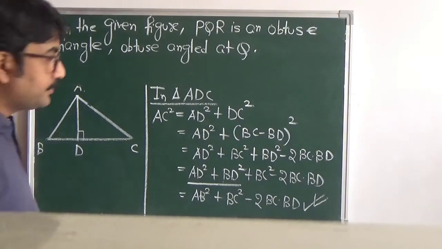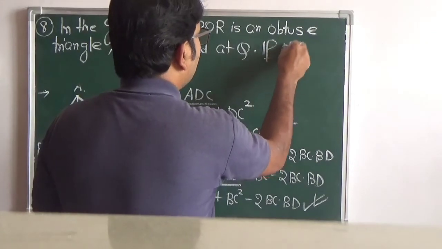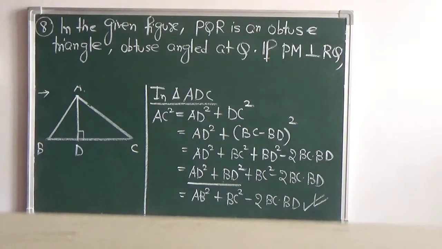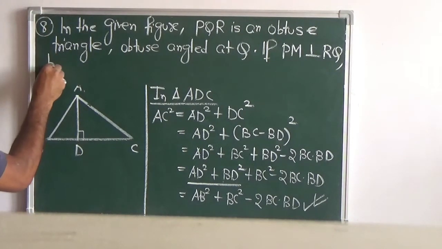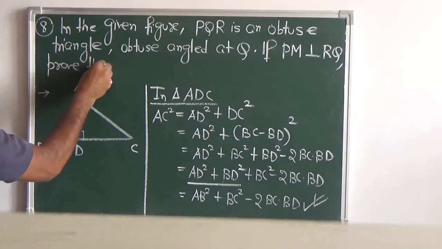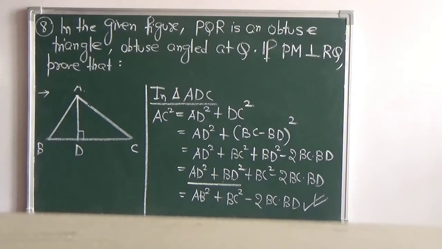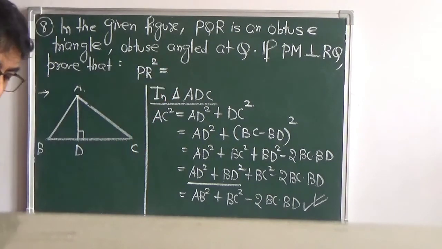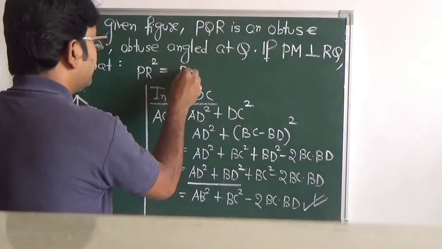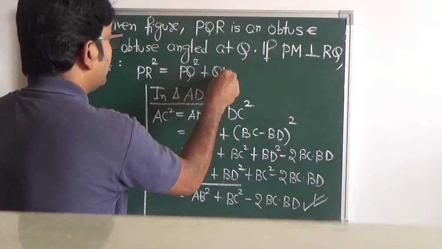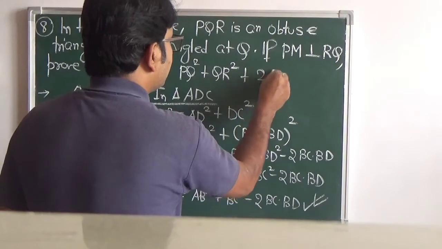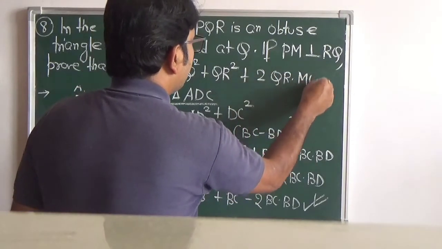If PM is perpendicular to RQ, prove that PR square is equal to PQ square plus QR square plus twice QR dot MQ.